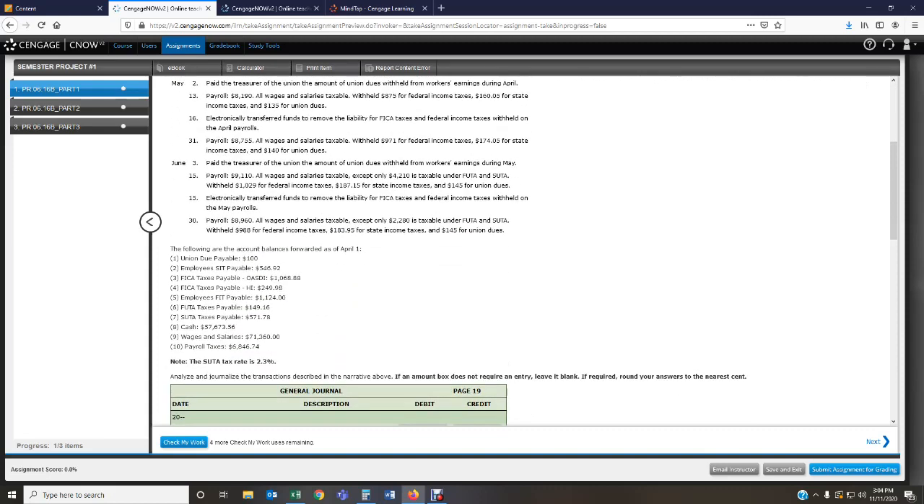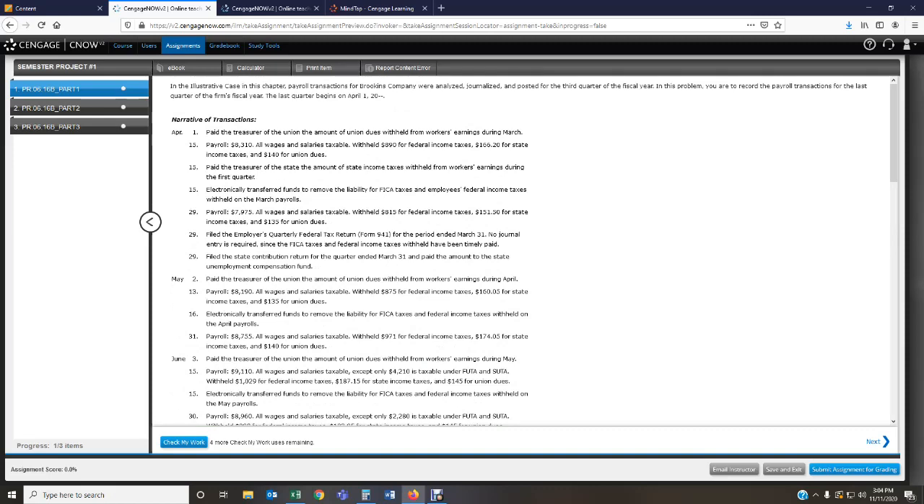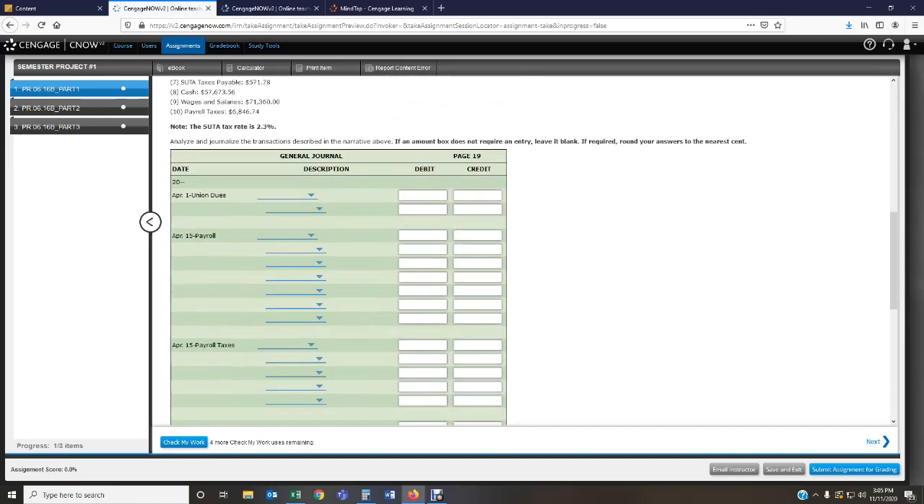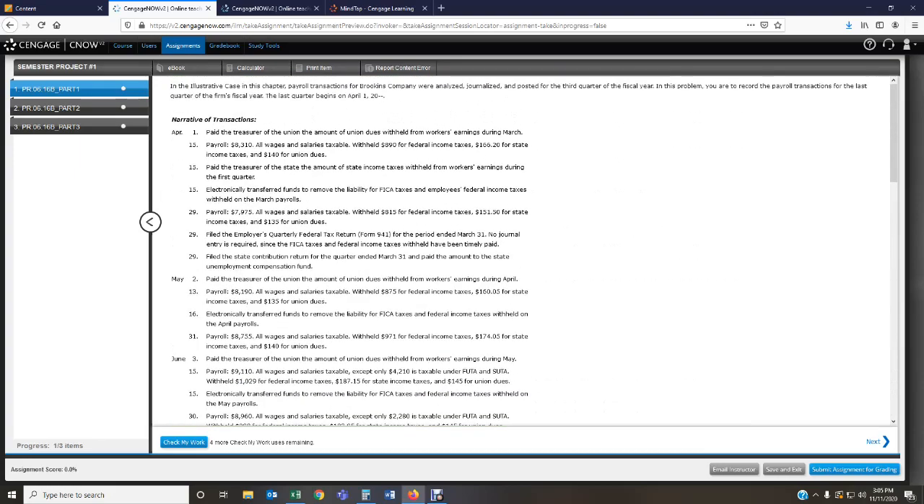They give you beginning balances for each of the accounts, and these are very important when you are doing your ledgers, that you always pick up the beginning balance and then you start recording the entries that you've made. They've given you the SUTA tax rate of 2.3%. So what you basically have to do is go through every transaction that they gave you and record it in the journal entry. This is more focused on chapter 6, but there's some information that you might find useful from other chapters. But this is what it entails.